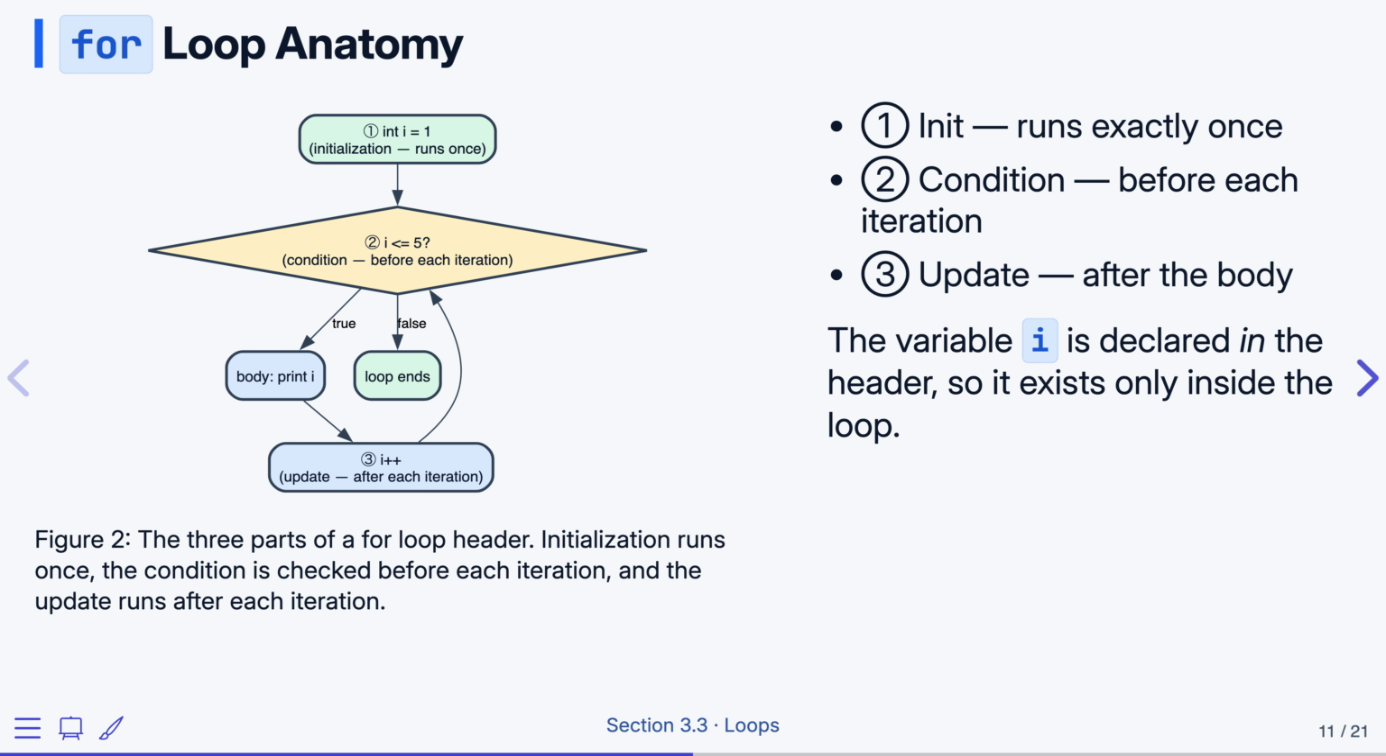This figure shows the execution order of a for loop. Let's walk the three parts. Step 1 is the initialization, i equals 1. It happens exactly once before the loop starts. Step 2 is the condition, i less than or equal to 5. It is checked before each pass. If it is true, the body runs. Step 3 is the update, i plus plus. It runs after the body, then control loops back to the condition. One more thing, the variable i is declared inside the header, so it exists only inside the loop.